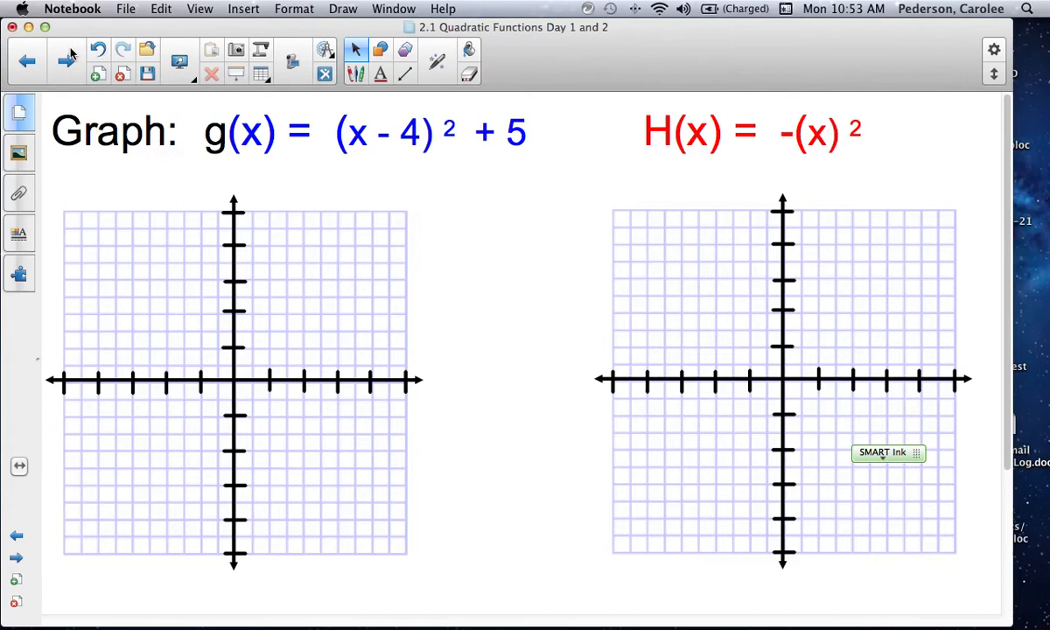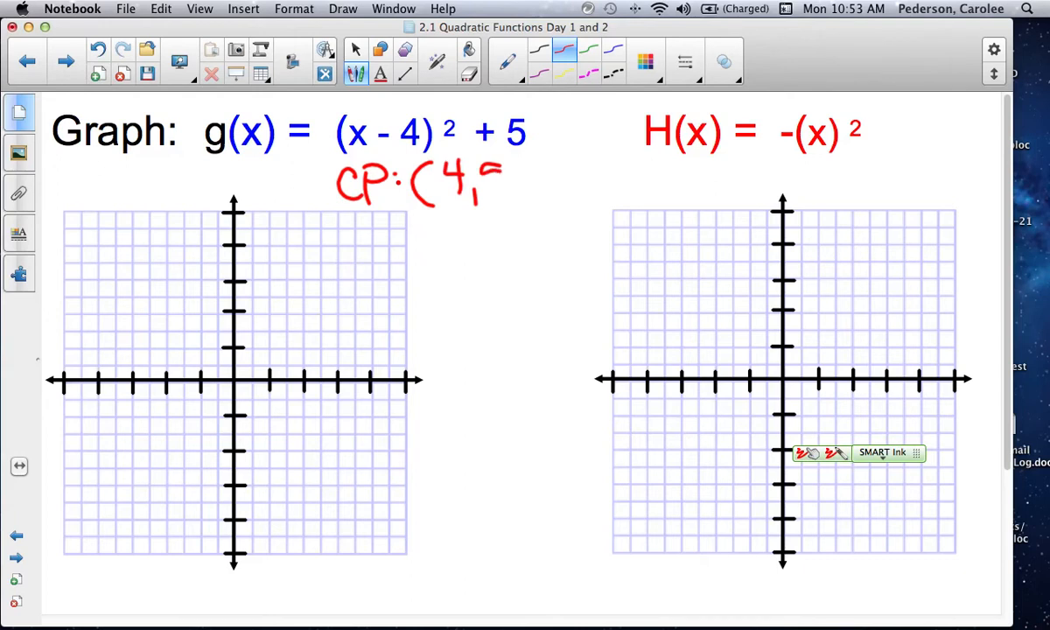So here is g of x equals (x minus 4) squared plus 5. We want to identify the critical point. The critical point, in this case, is going to be right 4 and then up 5. In my notes it says to graph that point first. So here's 4 and then 5.